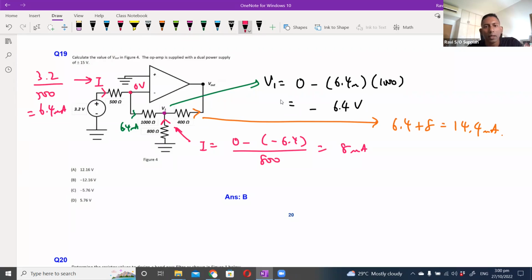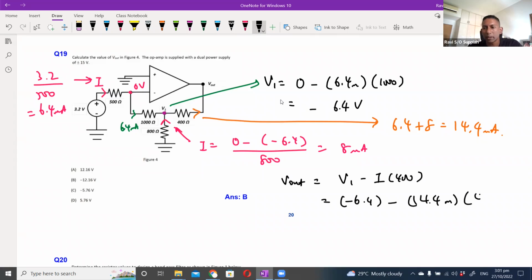So V out will be whatever voltage there is at V1 minus the voltage drop across the 400 ohm resistor. So your V out is going to be V1 minus your IR, which is your 400 ohm resistor. So that will be negative 6.4 minus 14.4 milli multiplied by the 400 ohm resistor. So that will give me negative 12.16 volt.